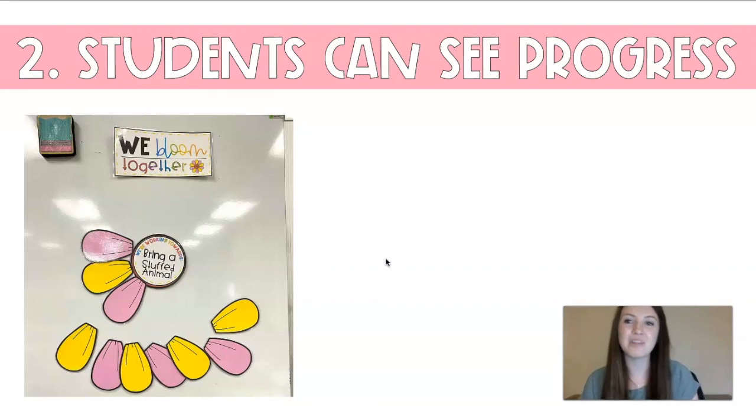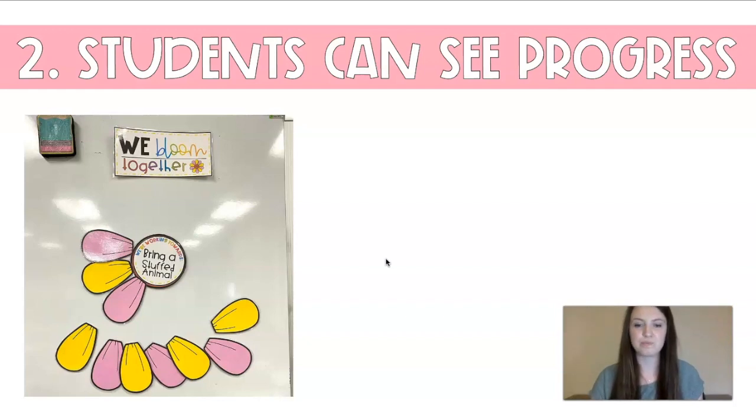Okay, moving on to element number 2, you want students to see their progress. Like with mine, we have the 10 petals, and if students only have 3 up there, we can be like, okay, today we need to get some more petals. Let's make sure we're on our best behavior. Or if students get really close, like they're at 8 or 9, you could be like at the beginning of the day, we are so close, we can do it today. Okay, so be on your best behavior.